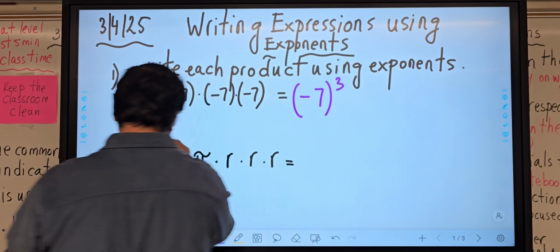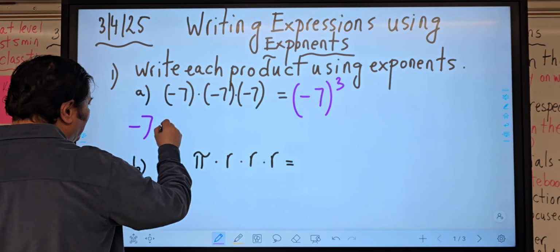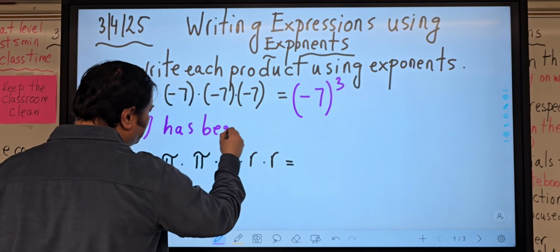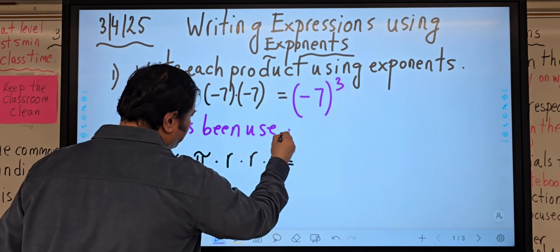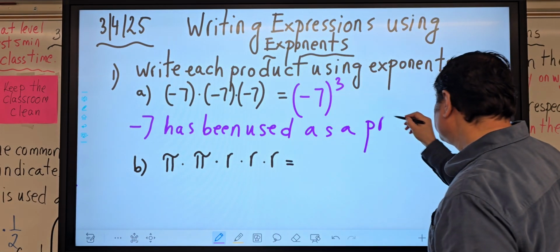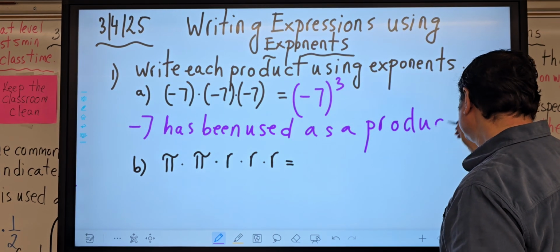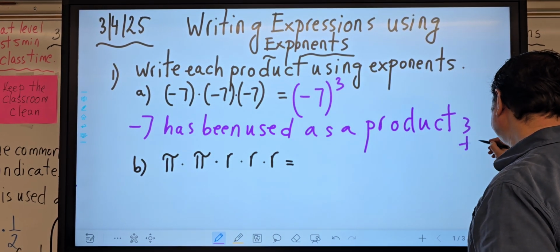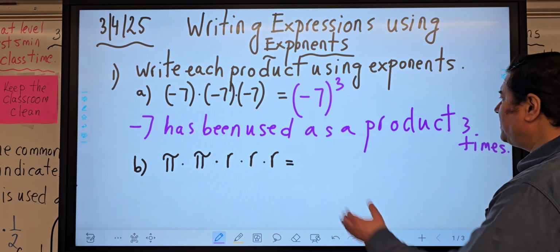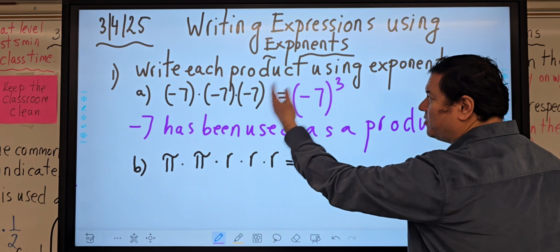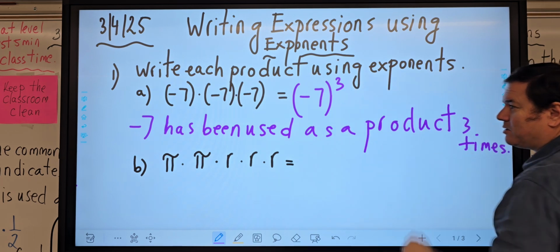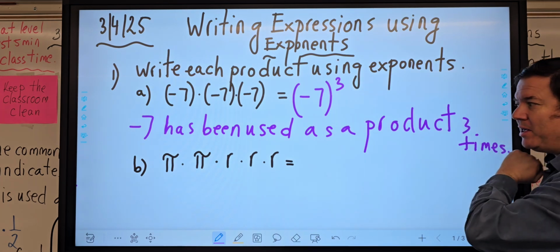And again, the reason is -7 has been used as a product 3 times. So because -7 has been used as a product 3 times, its exponent is 3. Let's take a look at example B now here.